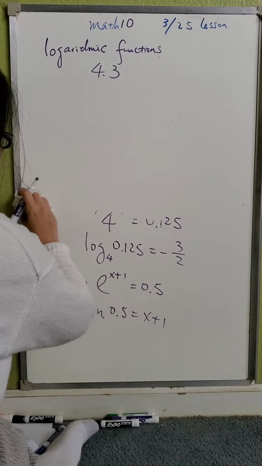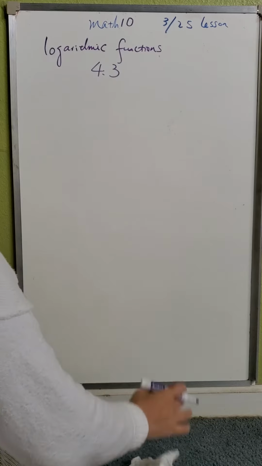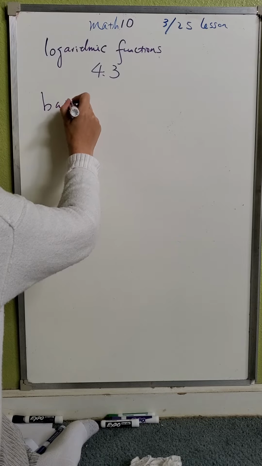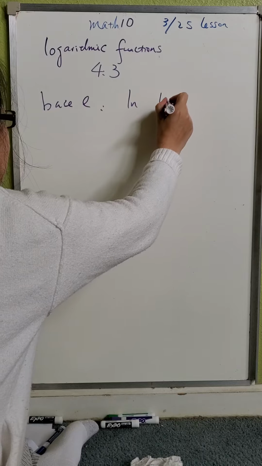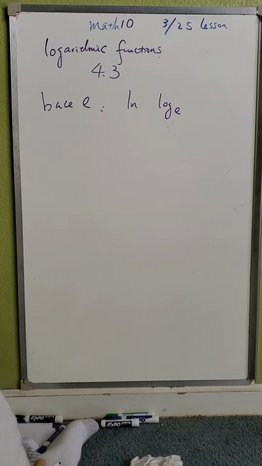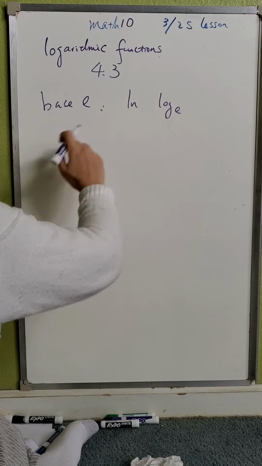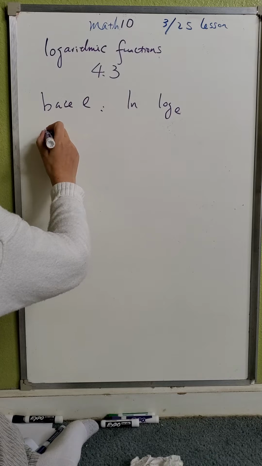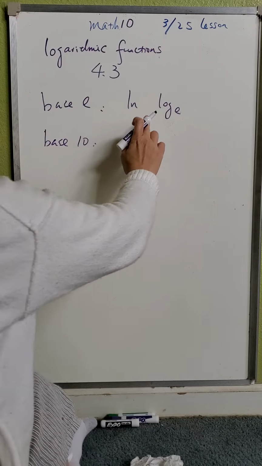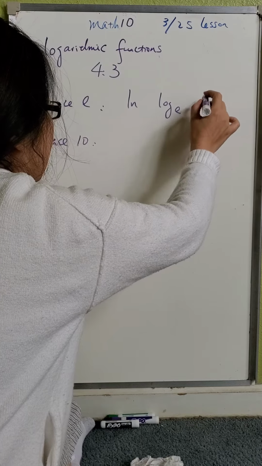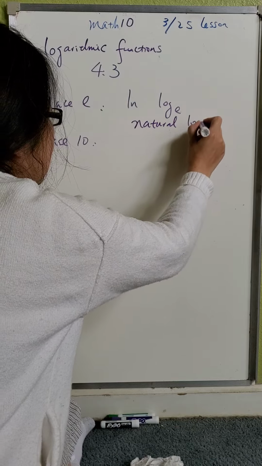There are basically two special logarithms. Okay, two. The first one is called the base e logarithm. They use Ln. This means log base e. So once you see the e, you write Ln. Oh, one more thing I want to tell you. This one has a name. We call it the natural logarithm. Natural log.